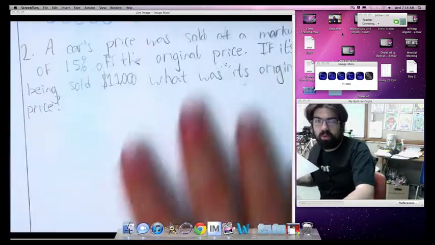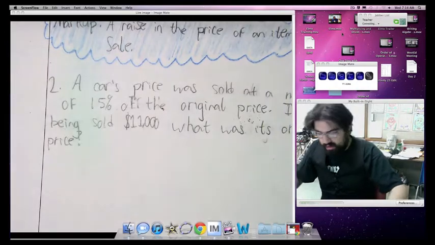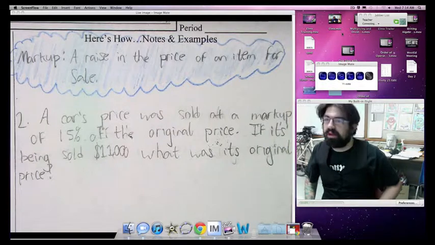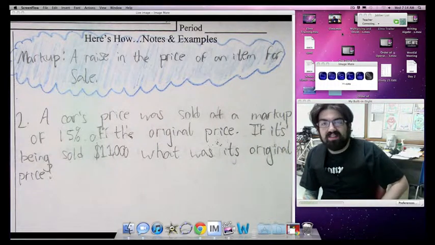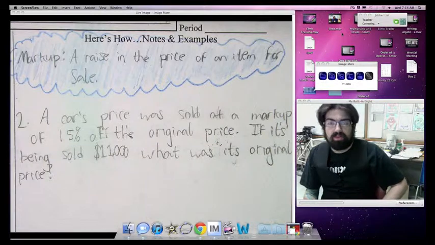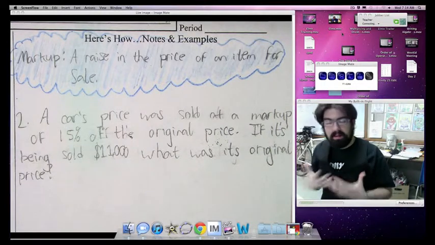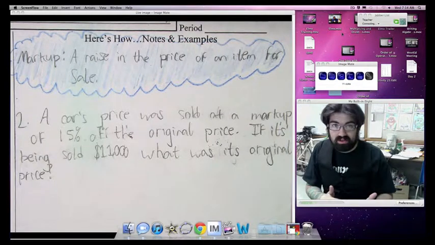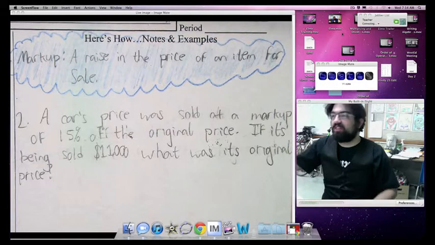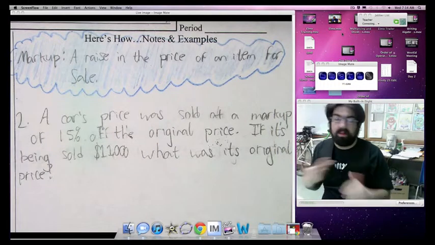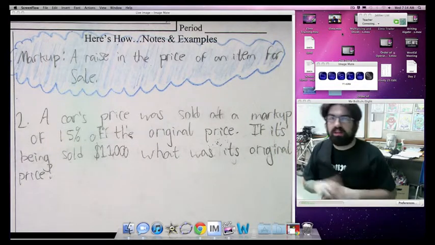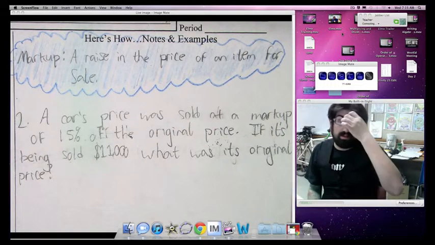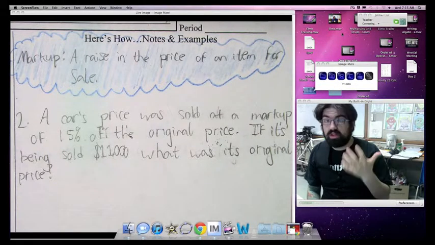Markup. What is markup? This is one of the few new things in 7th grade, and some of you might have heard of it before. Markup: a raise in the price of an item for sale. When a company buys a group of TVs, they get them for like $100. They're not going to sell them for $100, they're not making any money. They're going to sell it for $110 just so they make some profit. Then companies get competitive with their markups: they increased it by $10, we're going to increase it by $9. So a company usually has a set markup value.